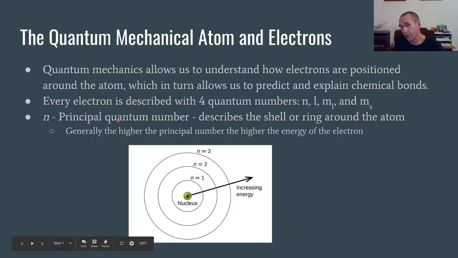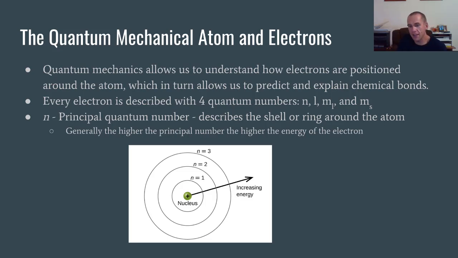So we're going to go through the 4 quantum numbers that describe an electron's position around an atom. The first 3 have to do with locating the electron in an orbital. The last one, the last quantum number, actually tells us something about the electron intrinsically. It has to do with the orientation of the electron's magnetic field.